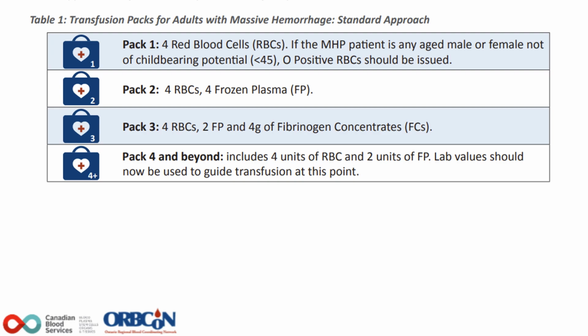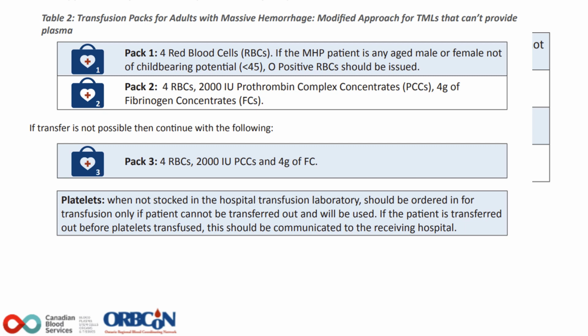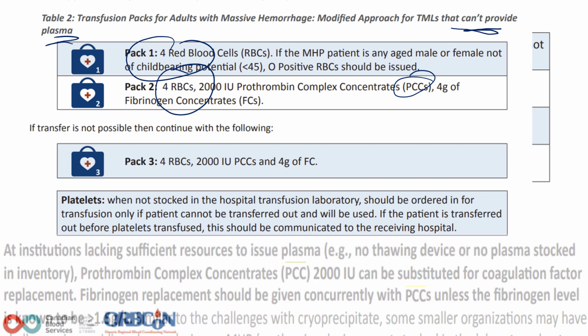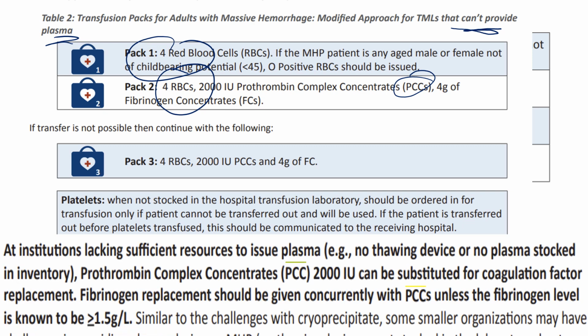We can see for adults, they'll start off with 4 RBCs. So that first one is out. We can also see that for massive hemorrhage protocols that can't provide plasma, they're actually providing PCCs. So that one is correct. If you don't have plasma, you should be offering prothrombin complex concentrate. And again, here it shows if you don't have enough to issue for plasma, you can substitute it for a PCC.